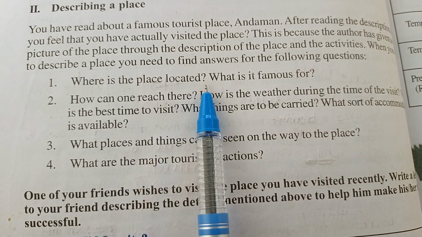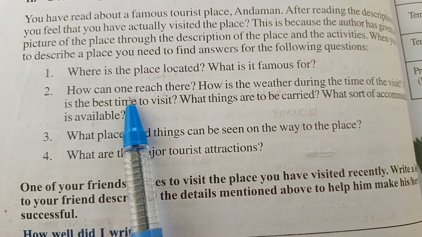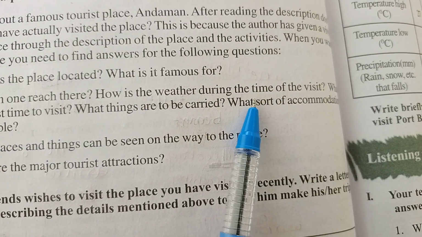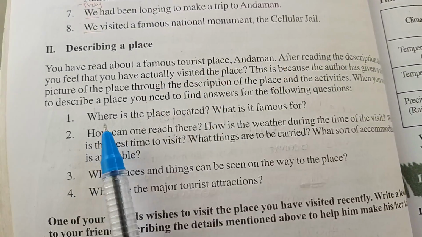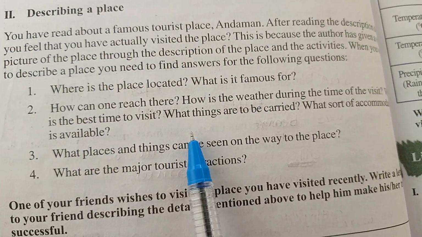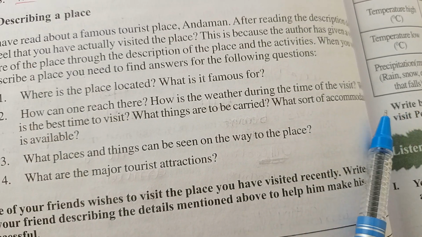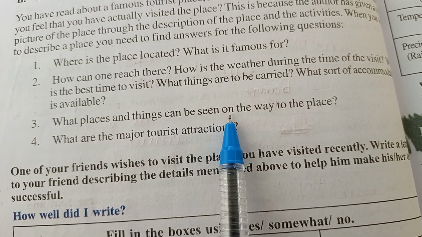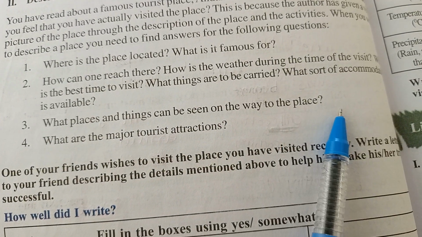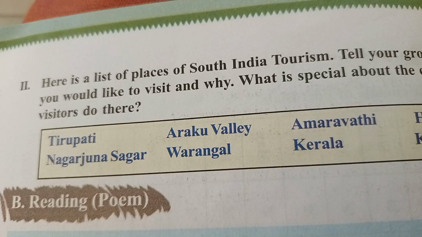Where is the place located? What is it famous for? How can one reach there? How is the weather during the time of the visit? Next one. What is the best time to visit? What things are to be carried? What sort of accommodation is available? What places and things can be seen on the way to the place? What are the major tourist attractions?